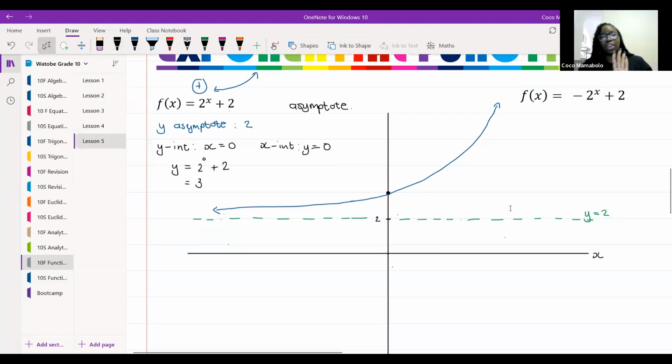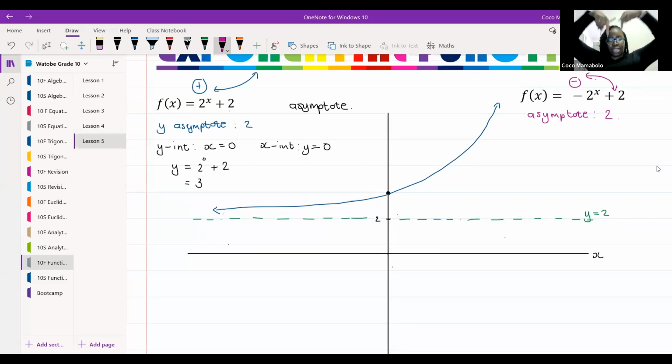Tenswalo and Karabo, please hold your questions for just a second. I want us to look at this graph over here. What is my asymptote for this graph? It's still 2. Do we all agree? My graph is going to move up to 2. But I know that my graph is negative. This time my graph is negative, guys, so it must face down. Instead of up, my graph is going to go down.